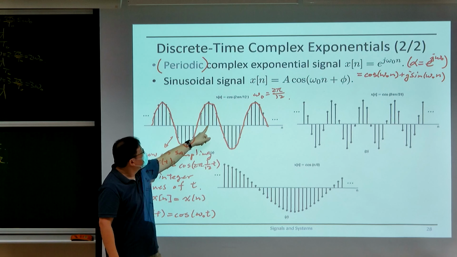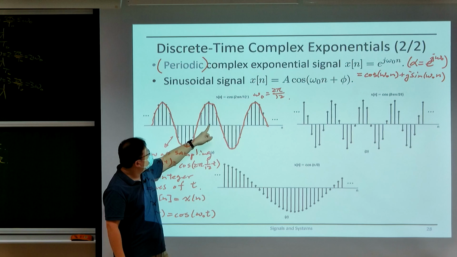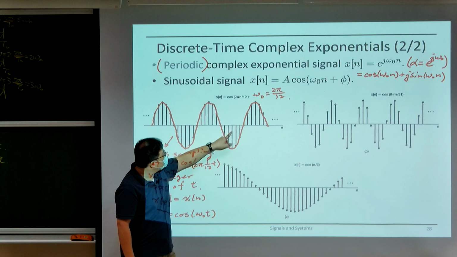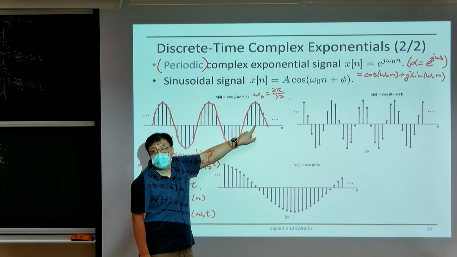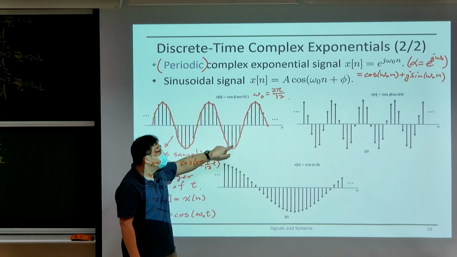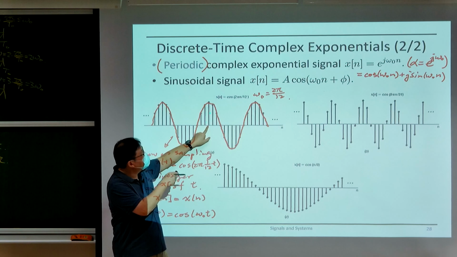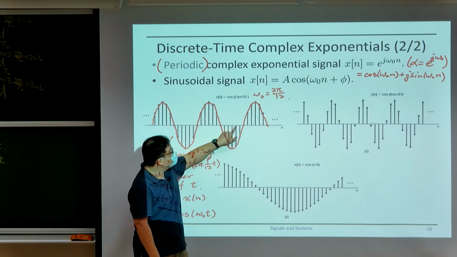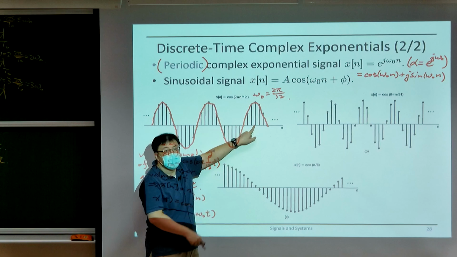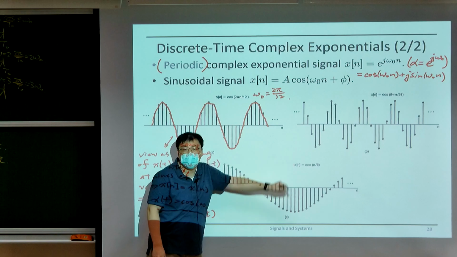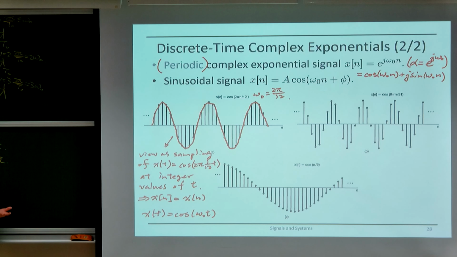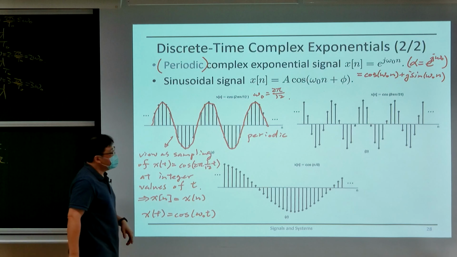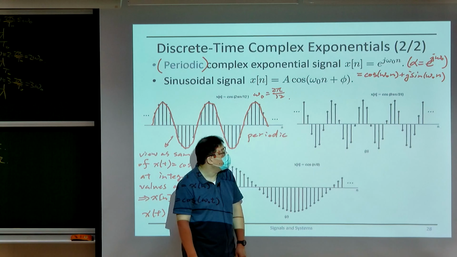So starting from this point, if this is n equal to 0, then n equal to 1, 2, 3, 4, 5, 6, 7, 8, 9, 10, 11, 12, we get back to the same value. So suppose that this is n equal to 0, which gives you 1. Then after 12 samples, you return back to the same value, and then you start over again. So it's easy to see that this signal is periodic. Now, it's not so clear for this signal, right?